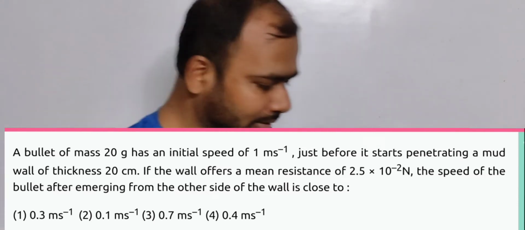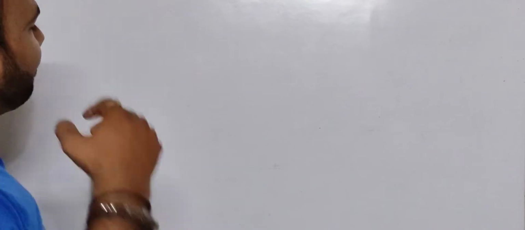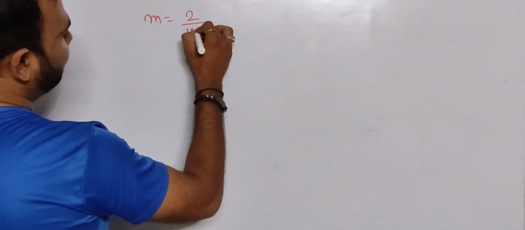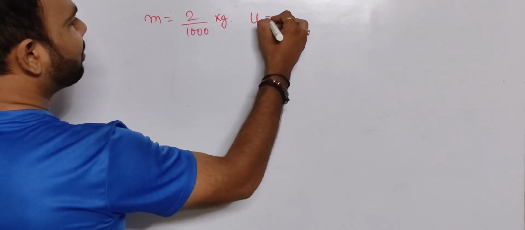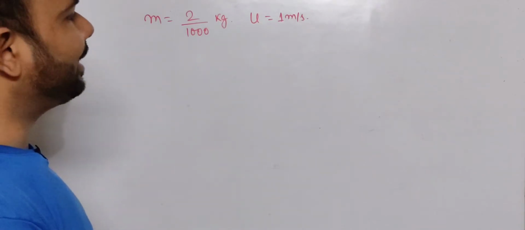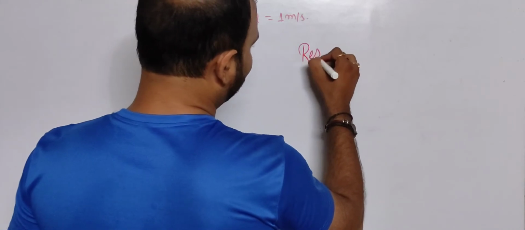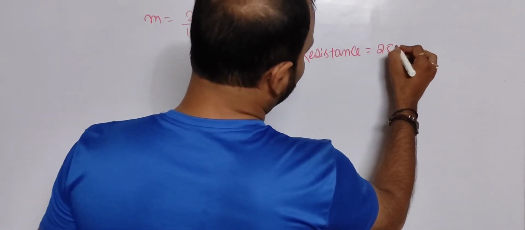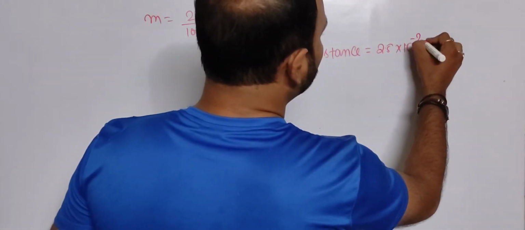Option is here on the screen. So the mass of the bullet is 2 gram or 2 by 1000 kg. Initial velocity is 1 meter per second. The resistance offered by the wall is 2.5 into 10 to the power minus 2 Newton.